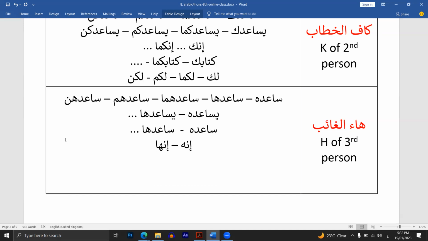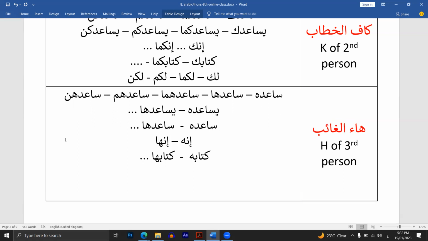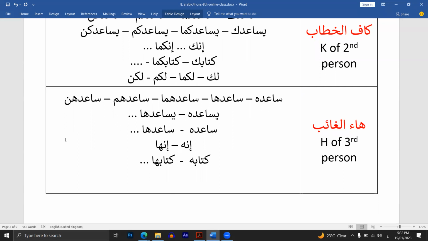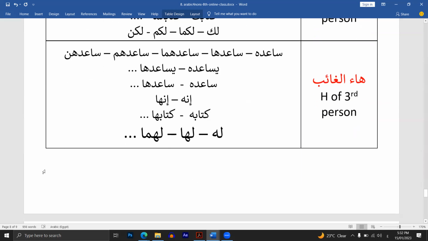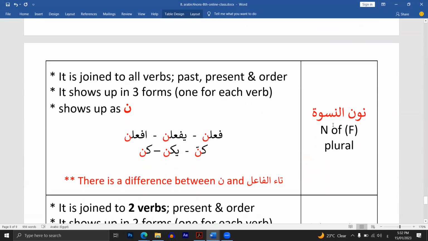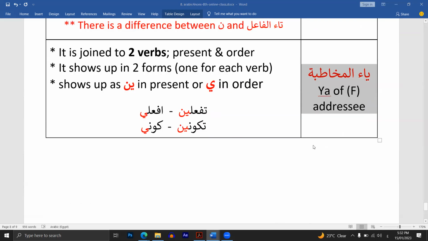It also can be joined to a noun. Let's use the same noun. كتابه, his book. كتابها, her book, and so on. كتابهما, كتابهم, كتابهن. And again, it can be connected to a preposition. له, لها, لهما, and so on.